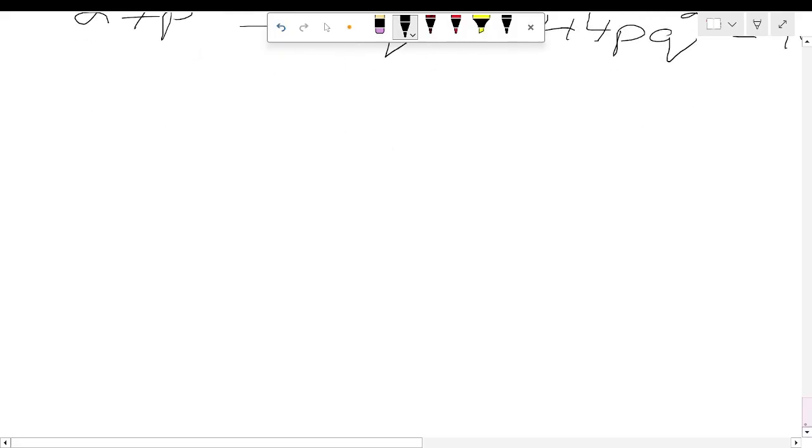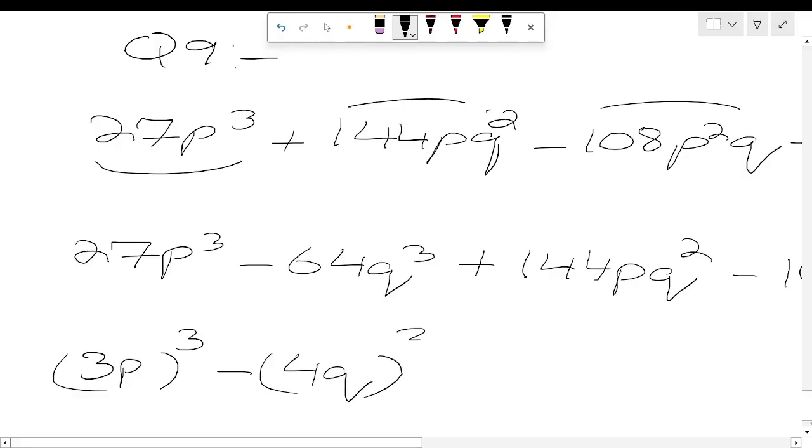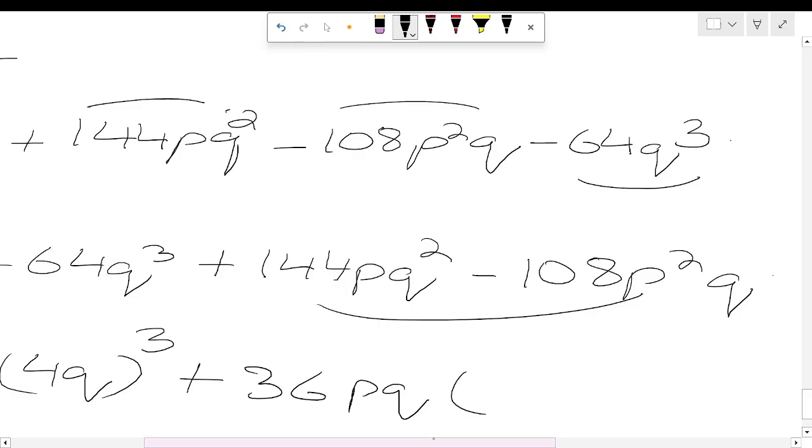After writing this, what we will do is simplify the term 27p cube, so we can write it as 3p whole cube, and then 64q cube can be simplified as 4q whole cube. Then we will add this, so we have 144 and 108. If we take the LCM of 144 and 108, the resultant will be 36. So 36pq is common between these two terms, and then when 144 is divided by 36, it will be 4.